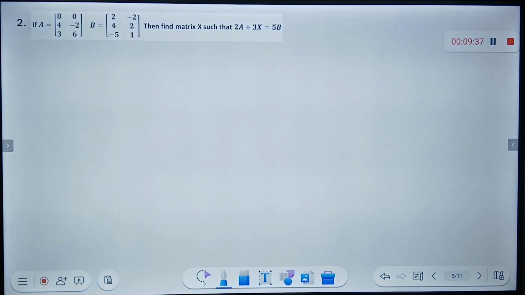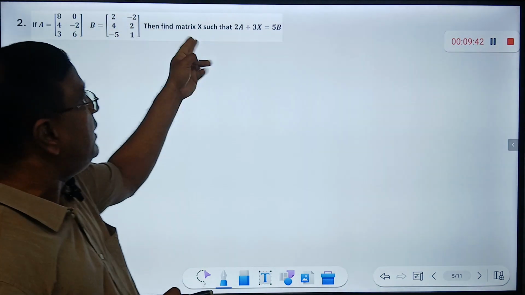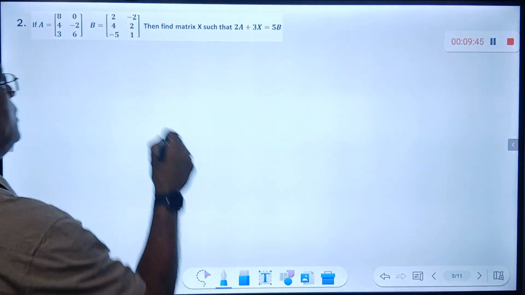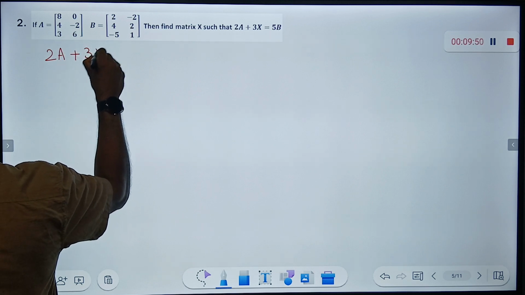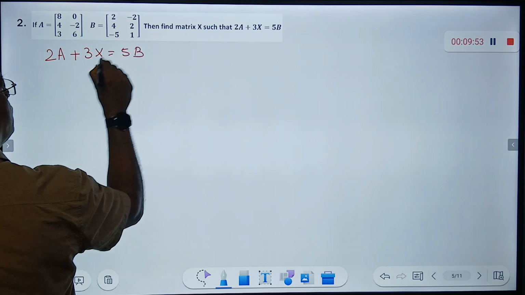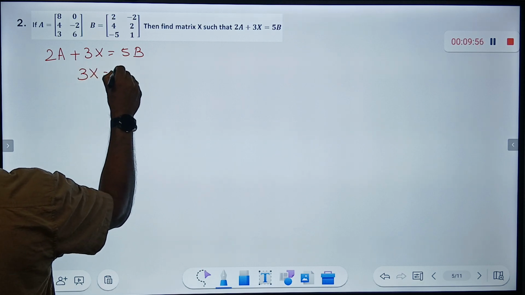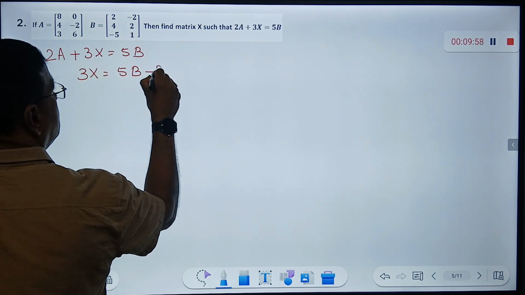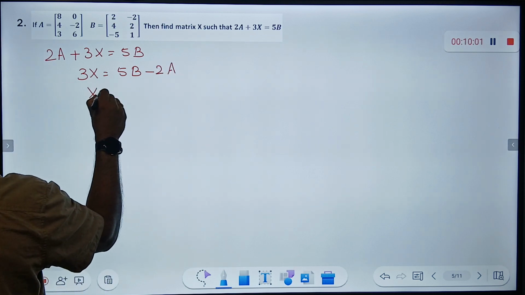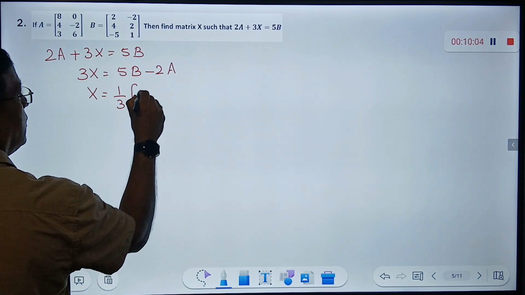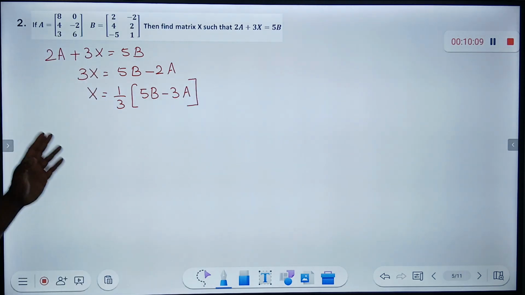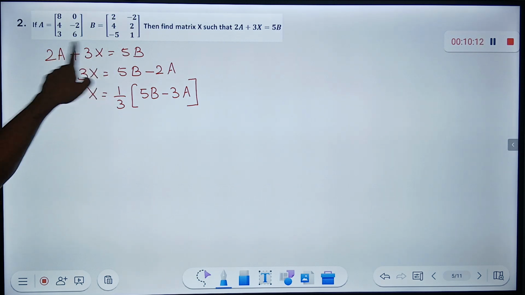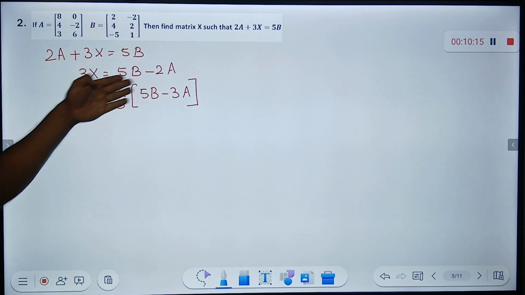Now question number 2. Look at question number 2. I have matrix A and matrix B. I am asked to find matrix X which satisfies this equation: 2A plus 3X equal to 5B. So from this, 3X is equal to 5B minus 2A. So X is equal to 1 by 3 of 5B minus 2A. Very simple algebra. 3X is equal to 5B minus 2A, X is equal to 1/3 of this.